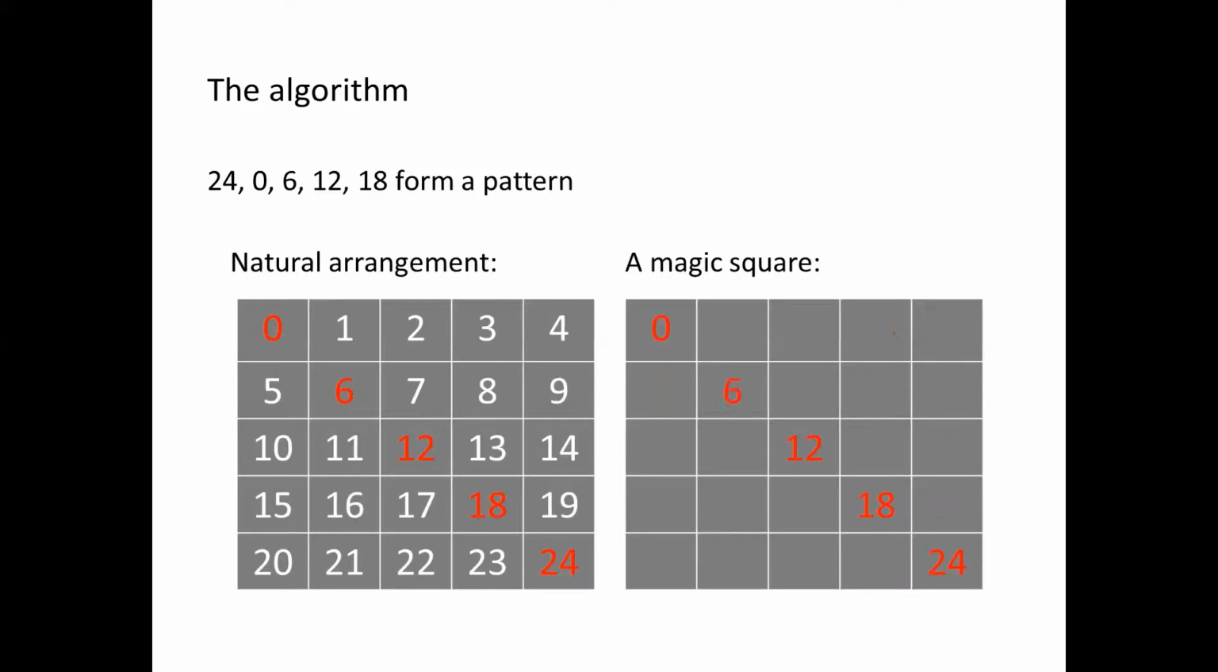Now, let's see if we put the 0 in the corner, first row, first column. Then all the diagonal numbers, 6, 12, 18, 24, should be put in exactly the same positions as in the natural arrangement.